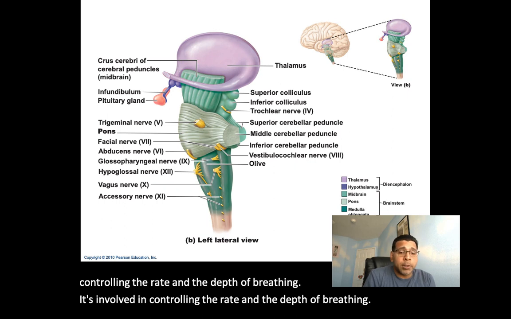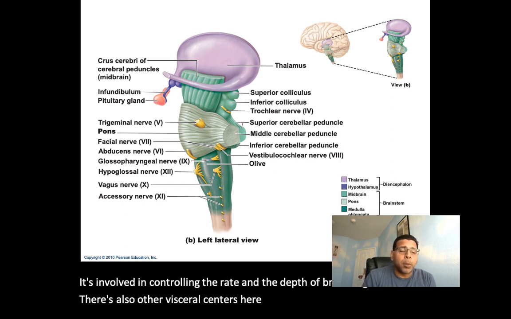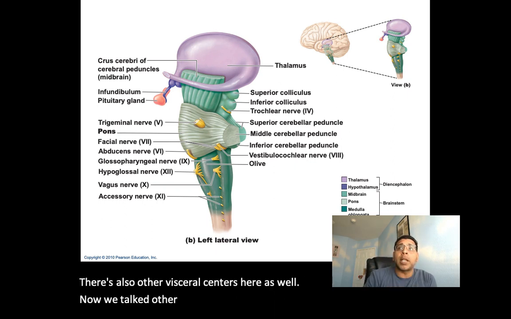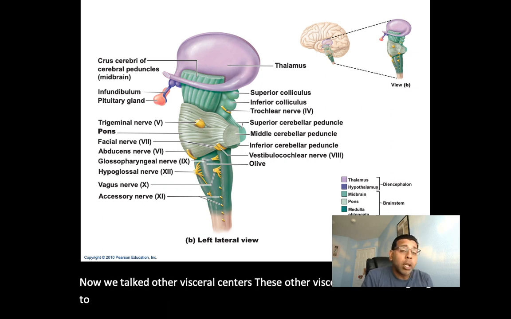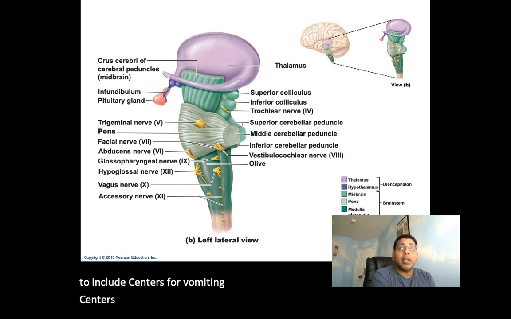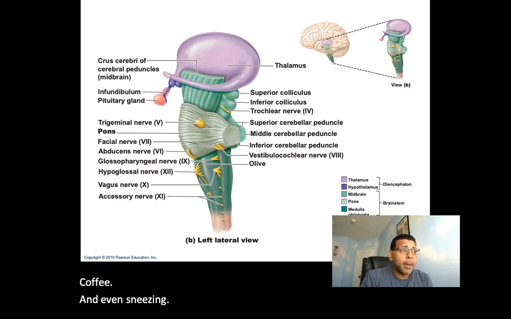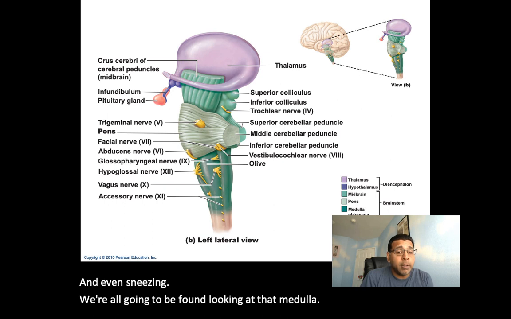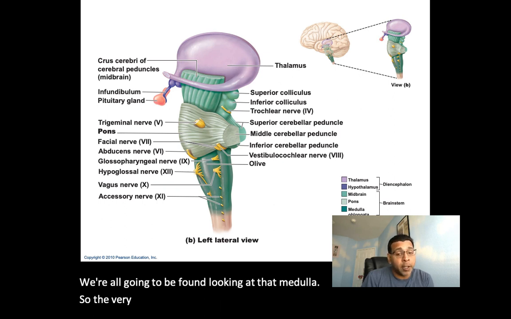There are also other visceral centers here as well. These other visceral centers include centers for vomiting, hiccuping, swallowing, coughing, and even sneezing, which are all located at the medulla. So it's a very important region, and its functions are very important as well.